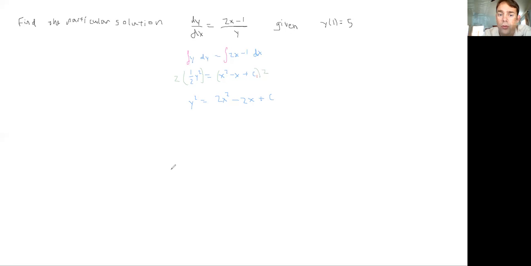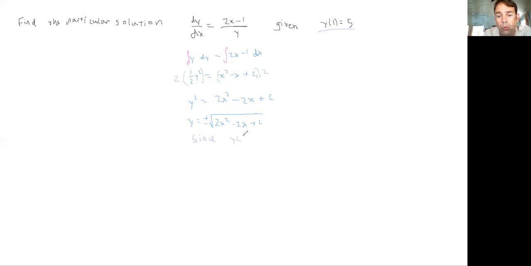Okay? So now if I want to continue to get y by itself, I get y equals plus or minus the square root of 2x squared minus 2x plus c. So the question that comes up is, which one of these do I want to use? Is it the positive square root or the negative square root? And it comes down to this. What is the value of my term? So College Board is going to ask that you write a little bit here.